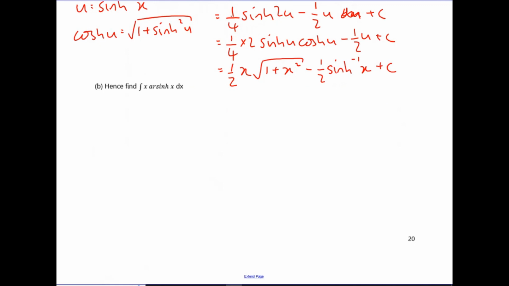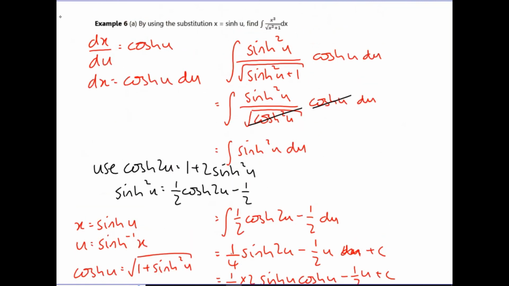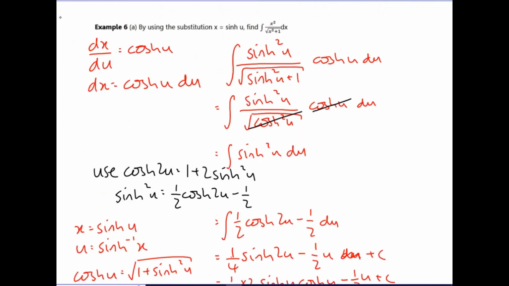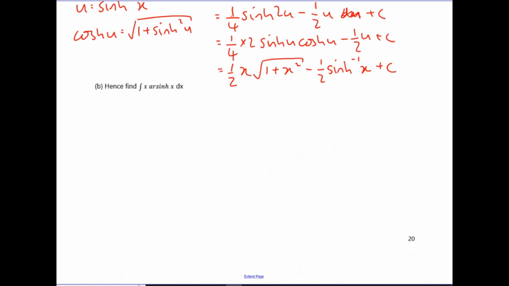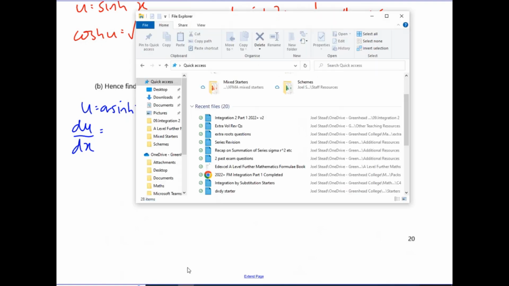Hence find this integral. So we've just shown that integral there. So hence find x arsinh x. So we're going to use by parts on this. I need u and dv by dx. So I'm going to choose u is arsinh x. dv by dx is x because I don't know how to integrate arsinh, but I know how to differentiate it. du by dx is on the formula sheet.